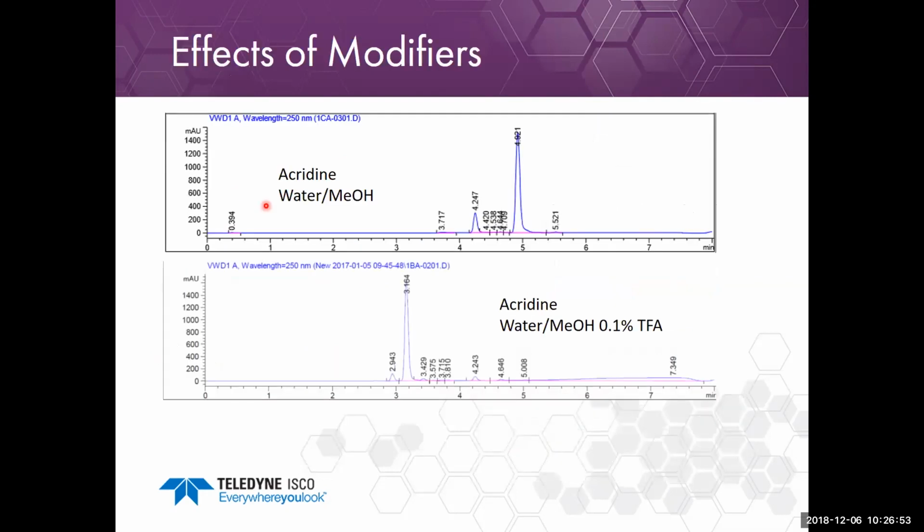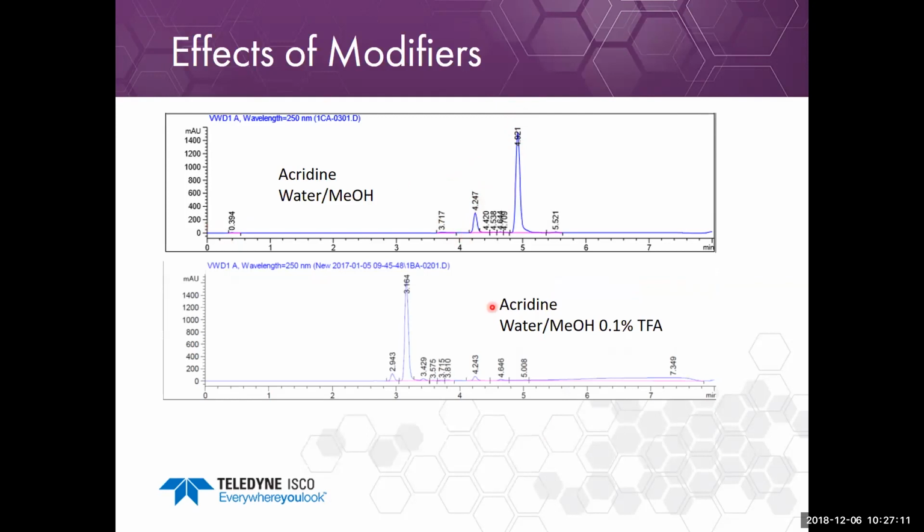Some of the effects of modifiers: acridine run in water and methanol elutes at about 5 minutes. My gradient goes from 5 to 100% B, and the gradient ends at 5 minutes. I also have a little impurity that is eluting.